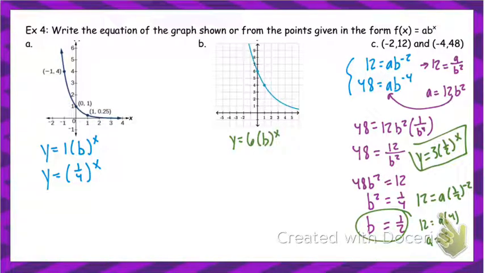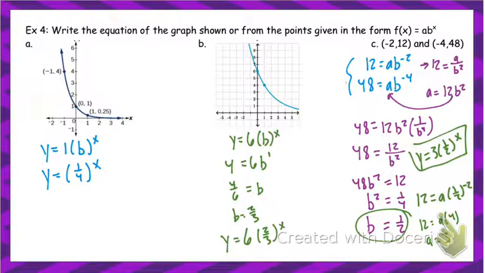So now I just need to figure out my base. So if I want, I can use that same method. I can set up a system, but now I can plug in that a value that I know. So I could solve this, and I could say 4 is equal to 6 times b to the first. So that means that 4 over 6 is equal to b, so b is equal to 2/3. So that equation is 6 times 2/3 to the x.